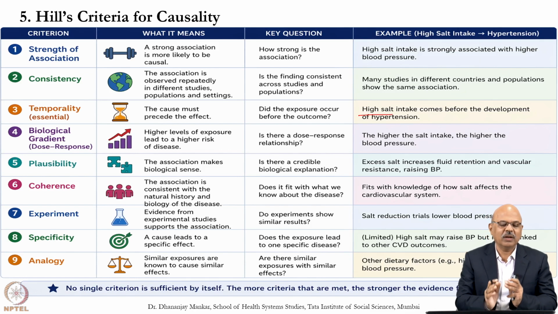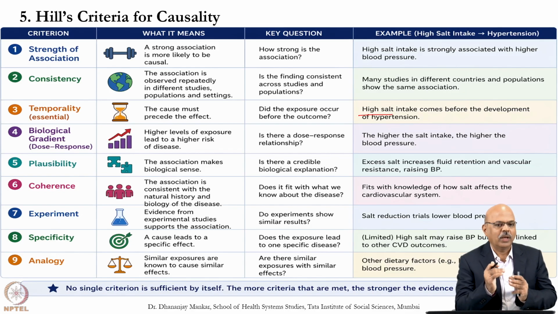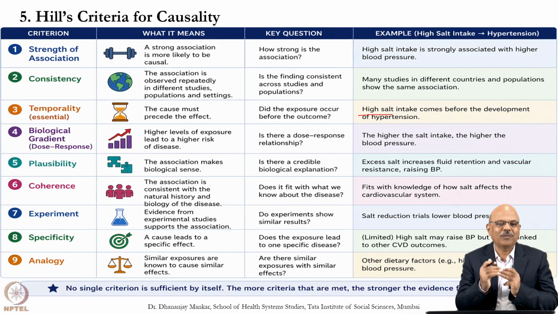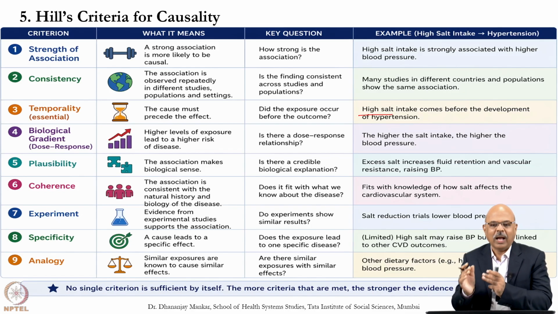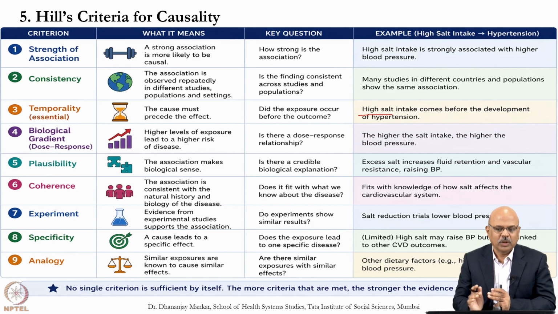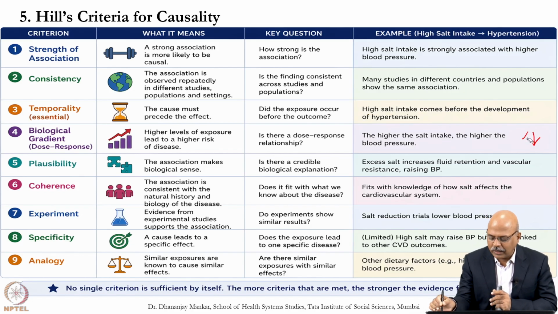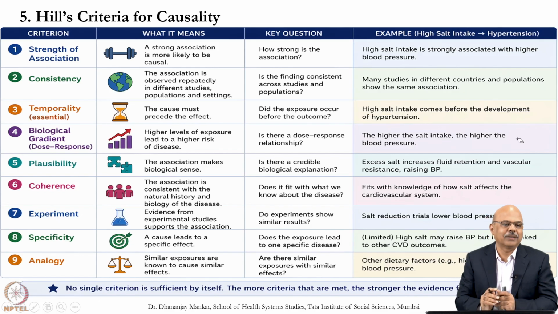Temporality is essential, very important. Then comes the biological gradient, the dose and response. A higher level of exposure leads to a higher risk of disease. Suppose a higher level of carbon in the air leads to a higher risk of COPD, or even lung cancer. Is there a dose-response relationship? We will see: the higher the salt intake, the higher the blood pressure. So there is a response which is being seen, which is very important to highlight as a biological gradient.